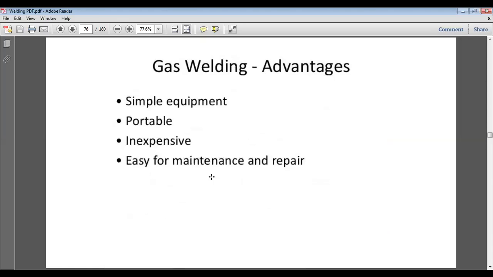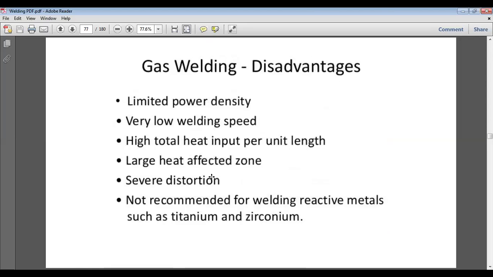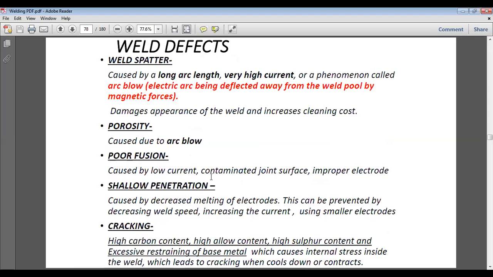Advantages we have already discussed: simple, portable, inexpensive. Disadvantages are welding defects: weld spatter, porosity, poor fusion, shallow penetration, and cracking. These are the welding defects.